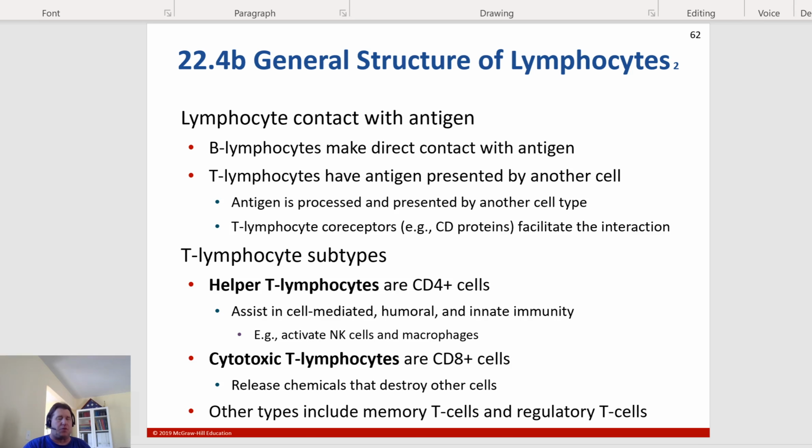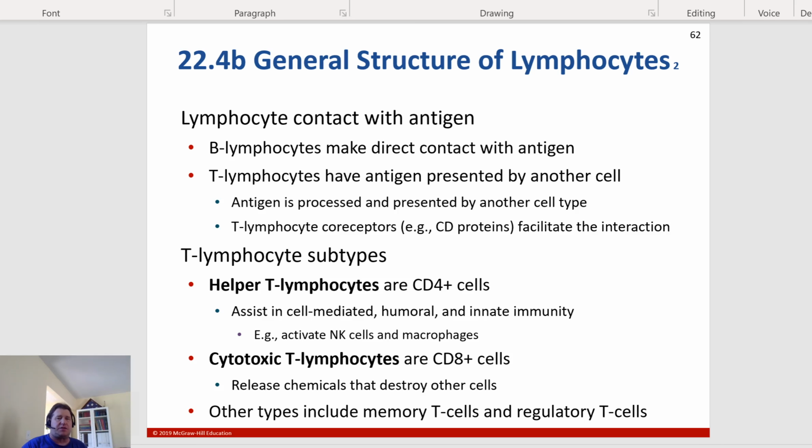So lymphocytes come in contact with the antigen. And as we were talking before about antigens, this is something that causes an immune response. This was basically what causes the T and B cells to produce antibodies. This is what an antigen is.